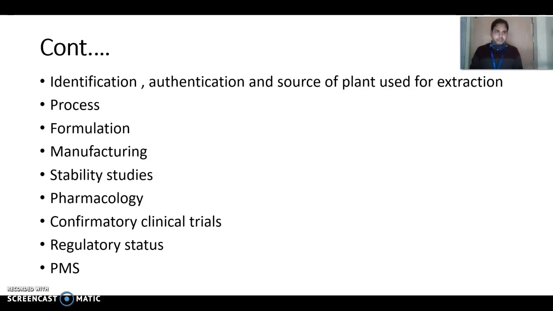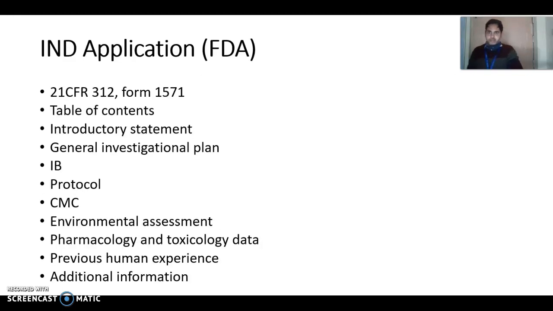As you know, stability is also a major concern related to phytopharmaceuticals. Pharmacology, confirmatory clinical trial data if there is any that you can include, regulatory status of that phytopharmaceutical in other countries, and post-marketing surveillance if it's available. This is the information related to phytopharmaceuticals you have to include if you would like to conduct a clinical trial. And this is the IND application of FDA in 21 CFR 312.